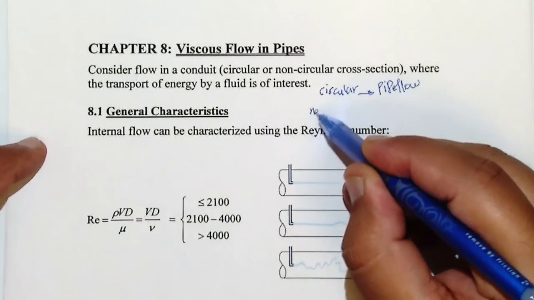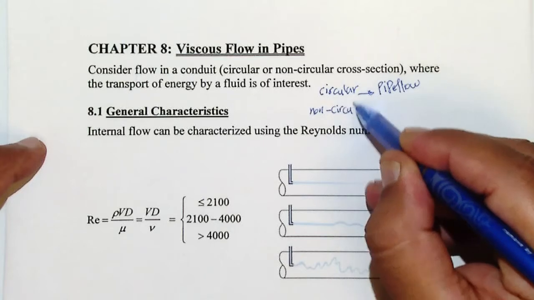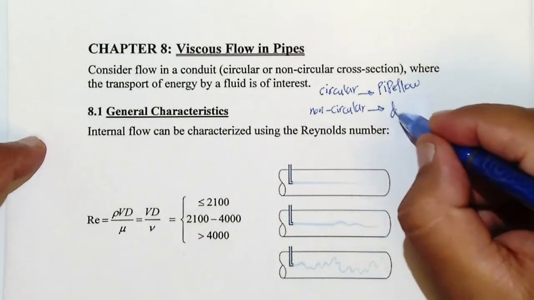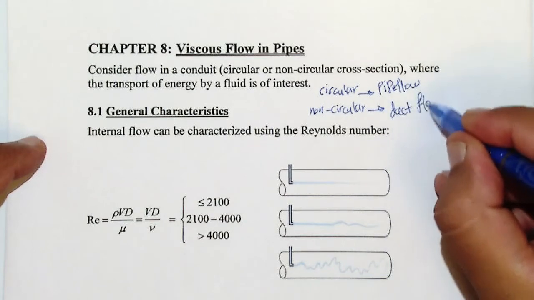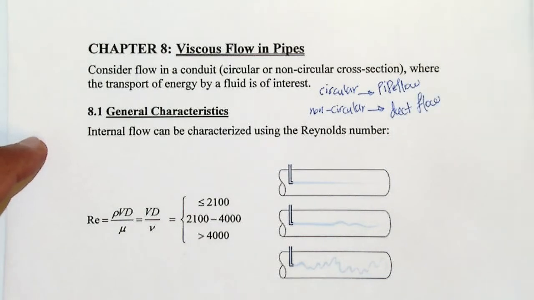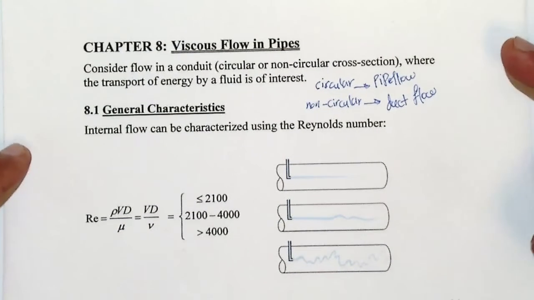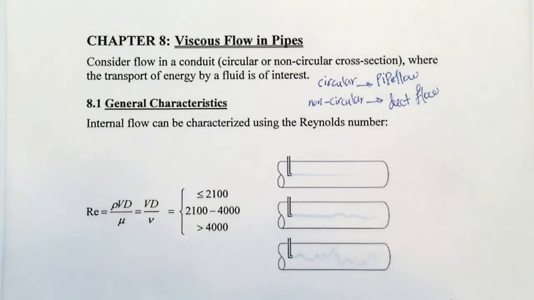But if it's non-circular, then it's a duct flow. That's just a definition, because circular pipes are very popular, and that's why we use them in most companies, in food companies, for transferring water, for cooling. Also in the whole body we have vessels that are all like pipe flow, and the cross section is almost a circle.